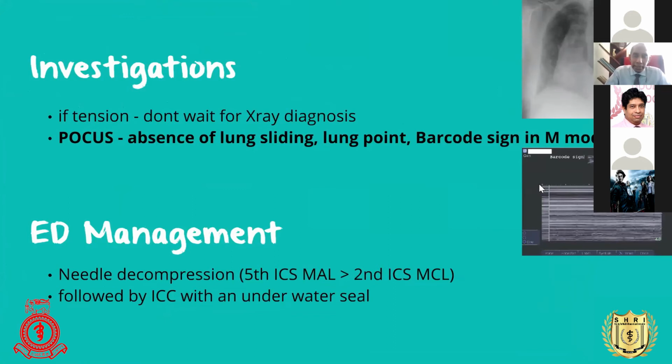Now the current evidence suggests the use of the fifth intercostal space mid-axillary line, that is the safe triangle, rather than the second intercostal space mid-clavicular line, which is most of the time mentioned in our textbooks. So my first go would be the fifth intercostal space mid-axillary line. And this has to be always followed by an intercostal catheter with underwater seal.